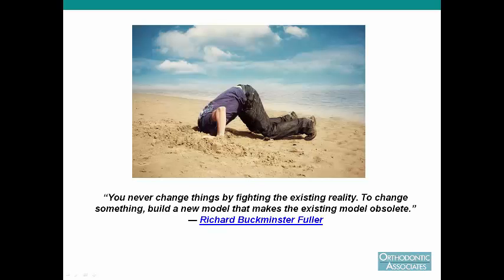And I'll leave you with one of my favorite quotes as it relates to cone beam CT. You never change things by fighting the existing reality. To change something, build a new model that makes the existing model obsolete. And that's from Richard Fuller. And I think that's exactly where cone beam CT is. The days of taking cone beam CT only to recreate the two-dimensional pan and ceph are over. The value of cone beam CT is to be able to look at the bone-root relationship of each tooth individually.